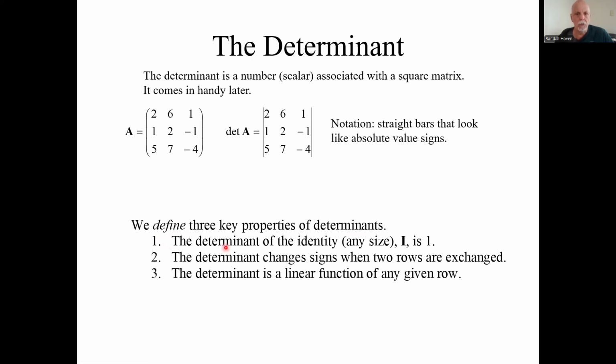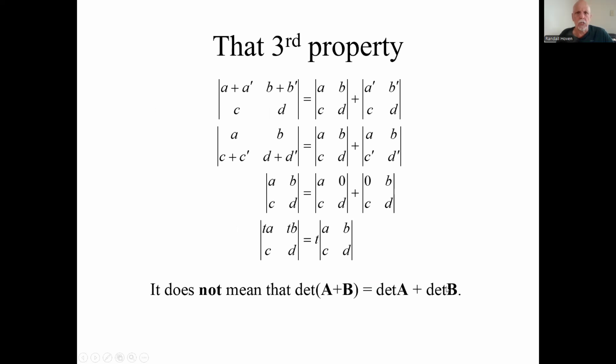Property 1: the determinant of the identity matrix of any size is 1. That's a property that we define that way. Property 2: the determinant changes sign when two rows are exchanged. Okay, that's easy enough to understand. Property 3: the determinant is a linear function of any given row. That one's a little bit weird, so let's look at that a little bit deeper.